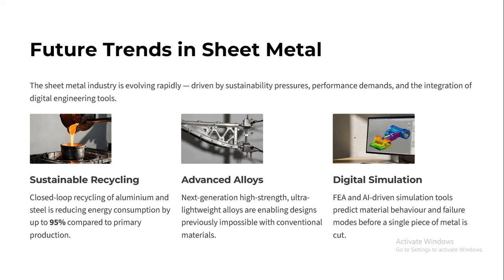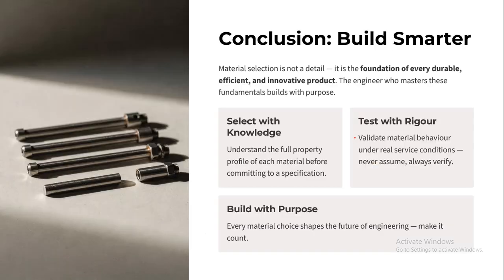Next, we can develop new advanced alloys with high strength and ultra lightweight for enabling designs. Then we can do simulation using digital tools like FEA and AI driven simulation tools. For what purpose? To predict metal behavior and failure modes before a single piece is cut. Now we can conclude this session by thinking: we want to build smarter, select with knowledge, test with rigor, and finally build with a purpose.